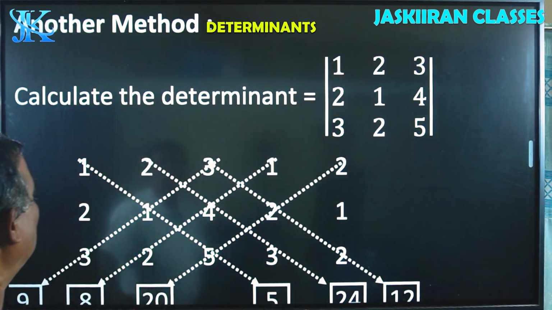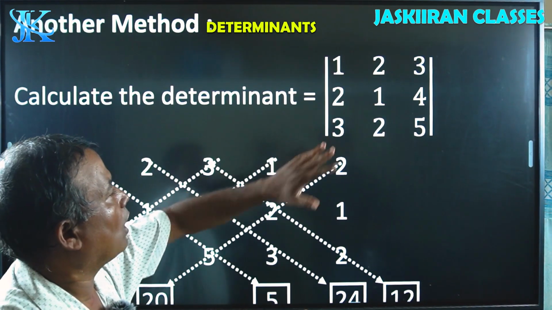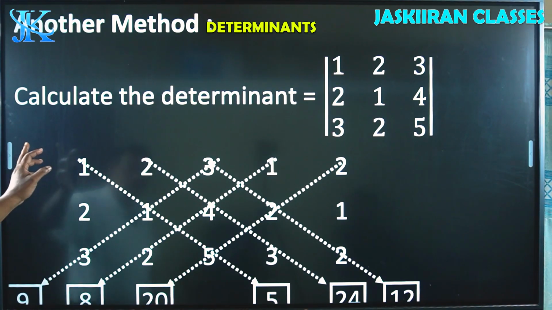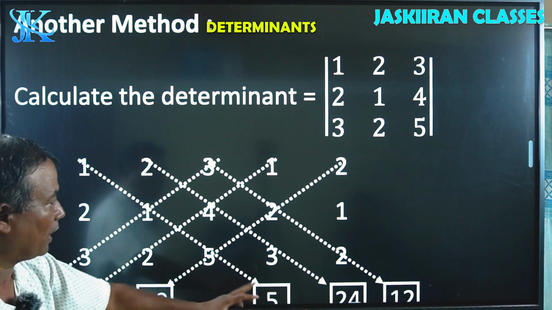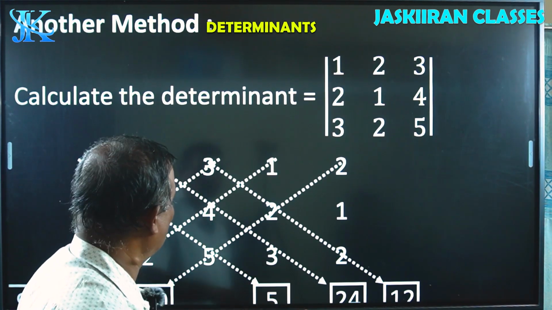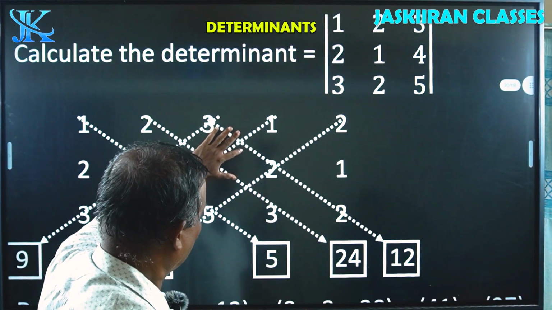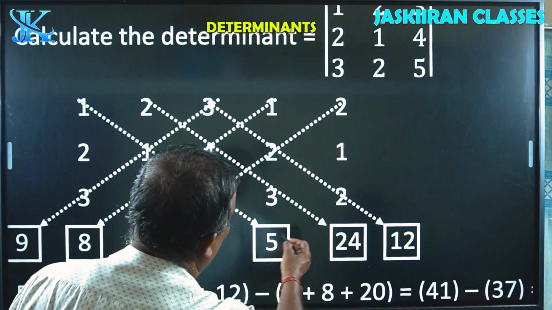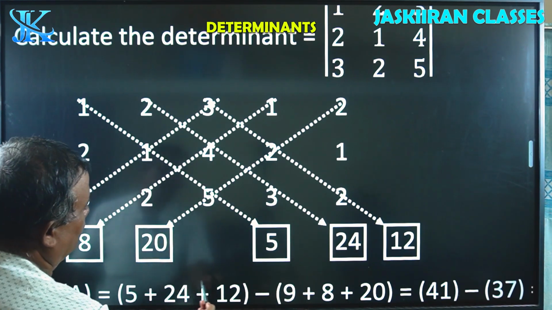So now let us take one example: 1, 2, 3, 2, 1, 4 and 3, 2, 5. How to solve? The downward is plus. Now multiplying 1 into 1 into 5 equals 5. Then 2 into 4 into 3 equals 24. Then 3 into 2 into 2 equals 12. So these are plus 5 plus 24 plus 12.